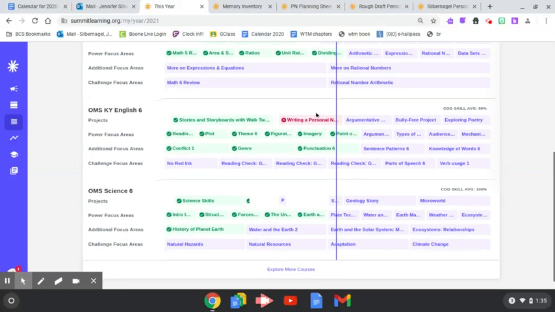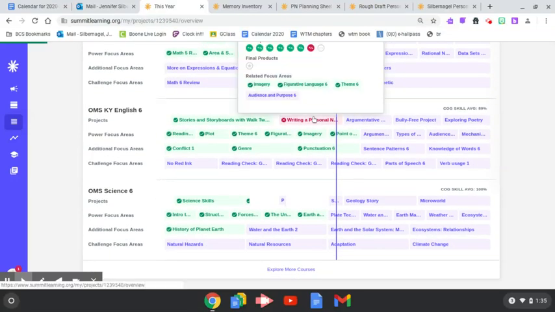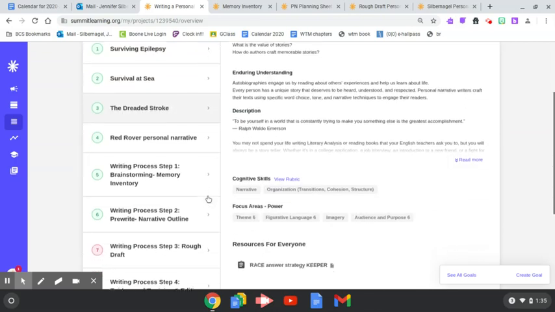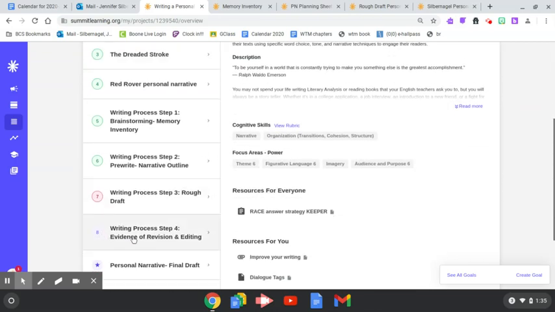Hey guys, we're going to get back into writing a personal narrative. So today we're going to talk about checkpoint number 8, the writing process step 4. Writing process step 4 is the evidence of revision and editing. So what is revision and editing? Well, let's backtrack just a little bit here.